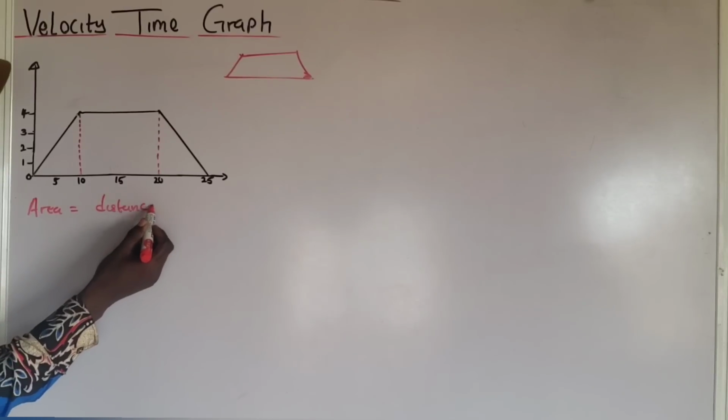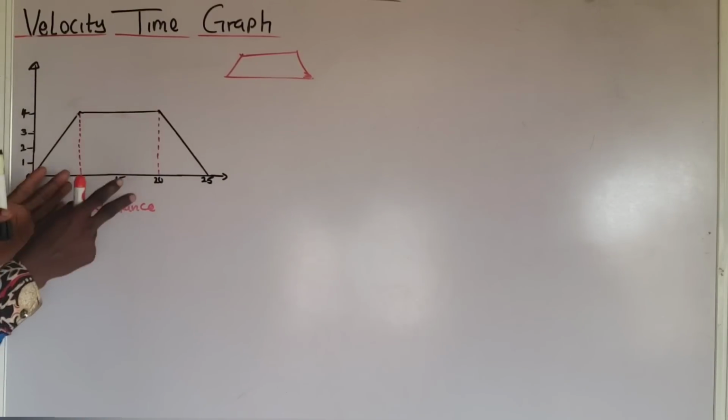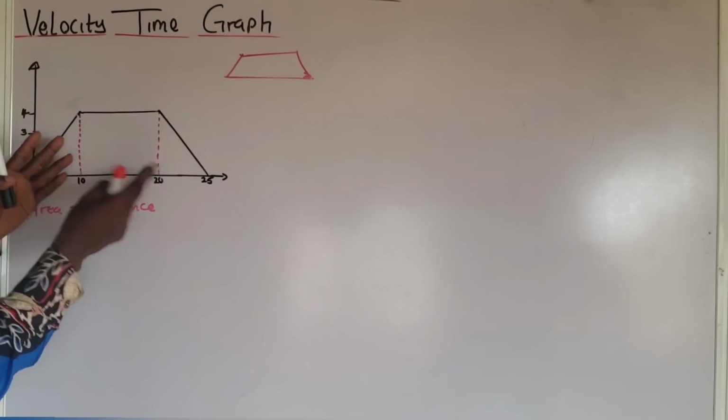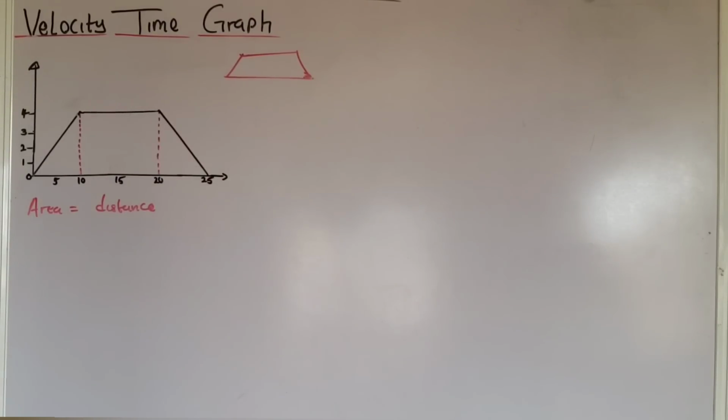When you are dealing with a velocity time graph, just pay attention to this. The area of the shape is equal to the distance of the body. You understand? Now the total area that we have on this velocity time graph is a trapezium, but we are not asked to determine the total distance.